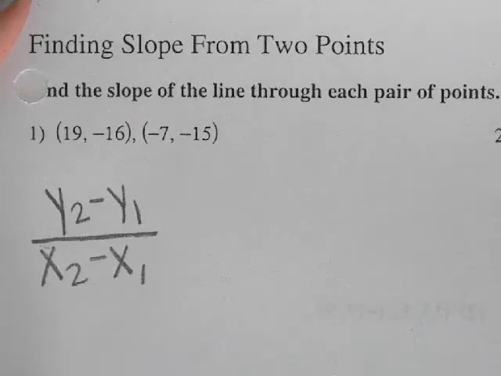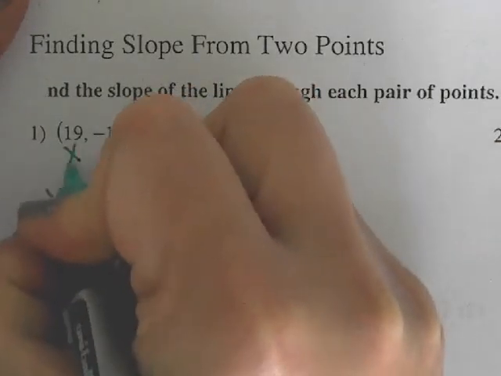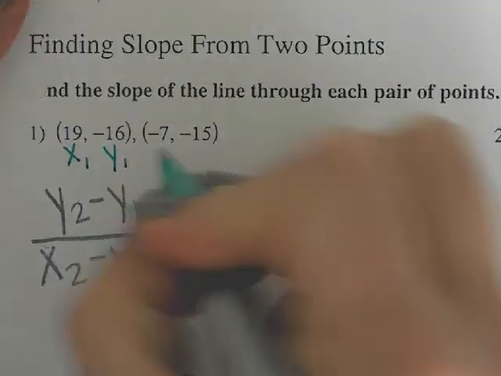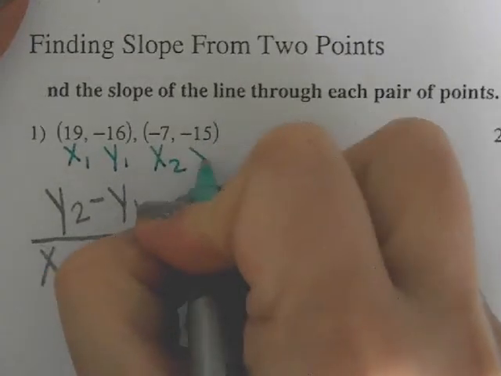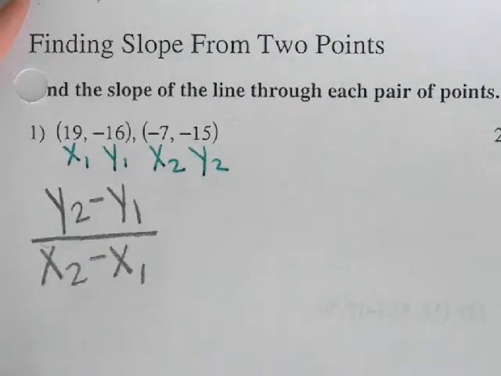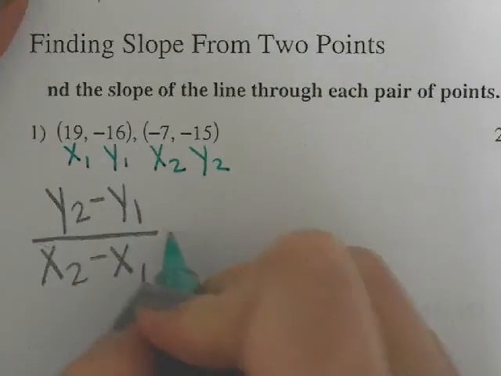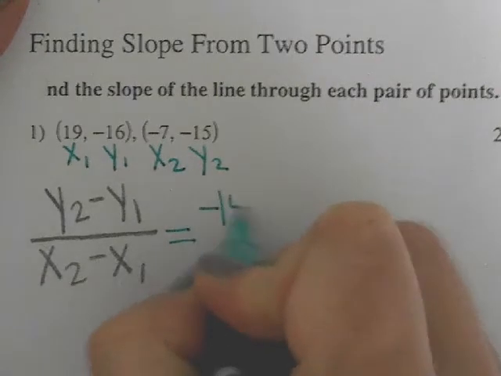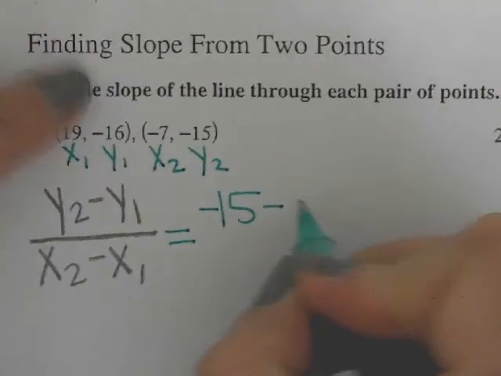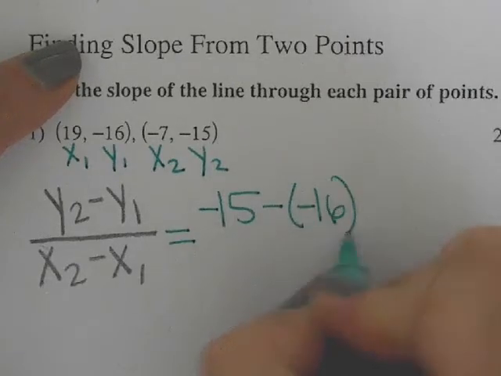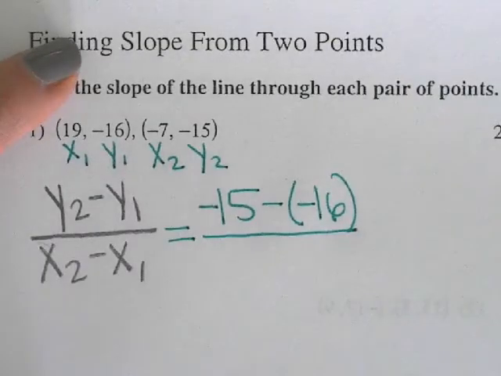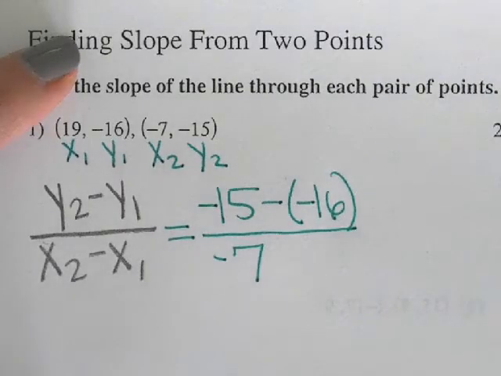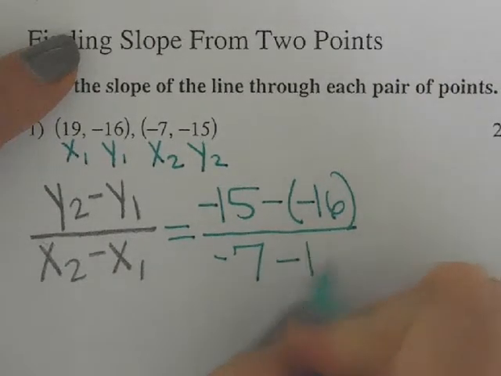So my first coordinate, I'm going to label it as x1 and y1 because that's my first coordinate. And then the next coordinate, I'm going to label it as x2 and y2 because that's my second coordinate. I am going to plug it into my formula. So y2 is negative 15 minus y1 is negative 16 over x2 is negative 7, x1 is 19, so negative 7 minus 19.